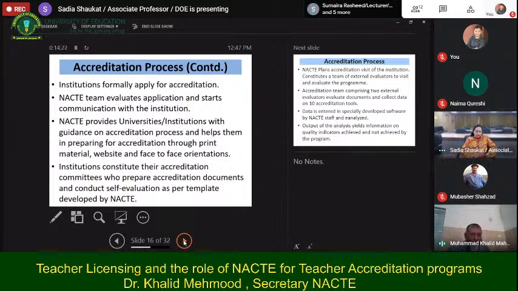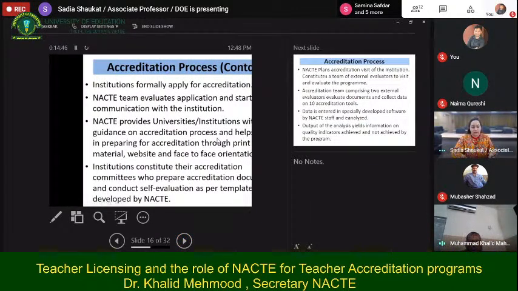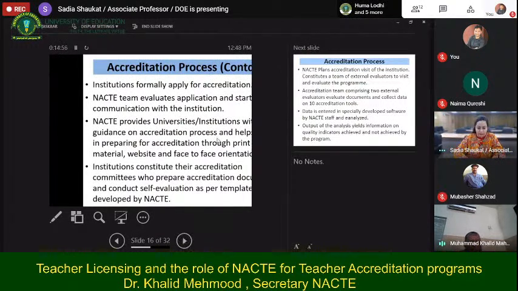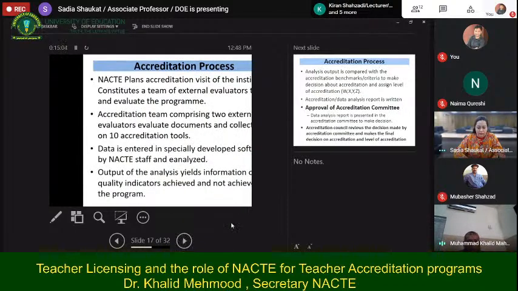There are self-explanatory templates available on our website, but even then we are there to explain things through telephone, and even if some institution requires, we go there and personally explain things. Institutions who apply for accreditation should constitute a local accreditation committee, which is responsible for preparing accreditation documents and conducting self-evaluation as per the template of the National Accreditation Council.